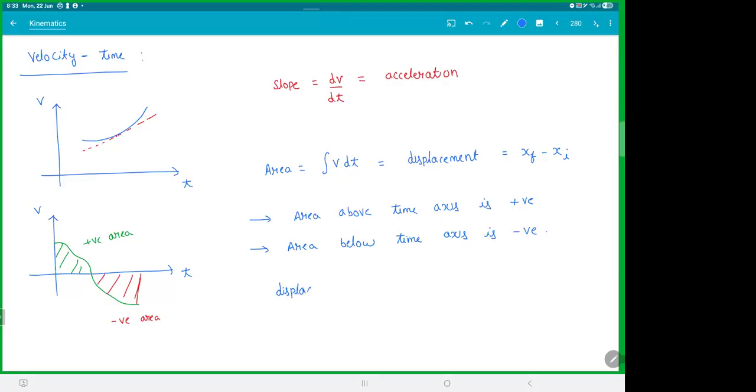If someone asks you to find displacement, that would be the positive area minus the negative area. If you want distance, now distance, right, it doesn't matter if you go front or back. The negative area simply indicates you have come backward. So in that case, you take your positive area plus the negative area. You take the magnitudes and you just add them up.